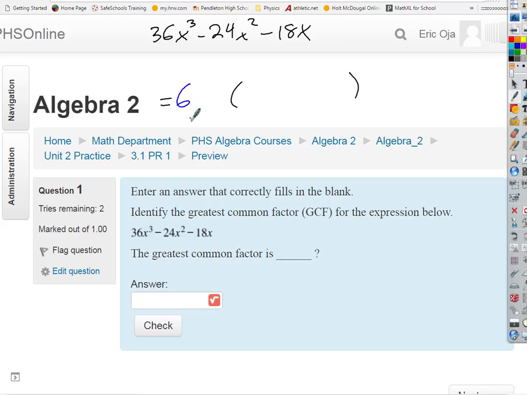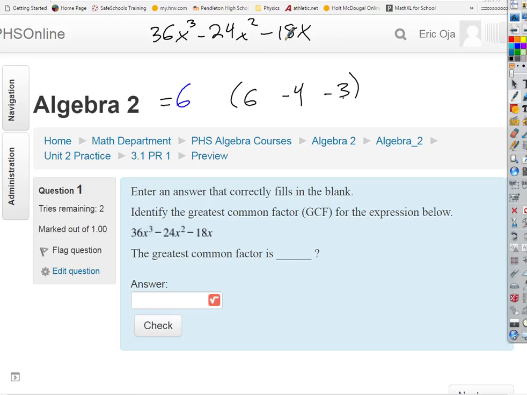So if we factor out a 6, undistribute a 6, what numbers are we left with? What number would end up being left over in the first term? 6, because 6 times 6 is 36. Oh, that's what we're doing, right? What number would be left in the second term? Negative 4, right? Because positive 6 times negative 4 is negative 24. And then the last one, negative 3, because 6 times negative 3 is negative 18.